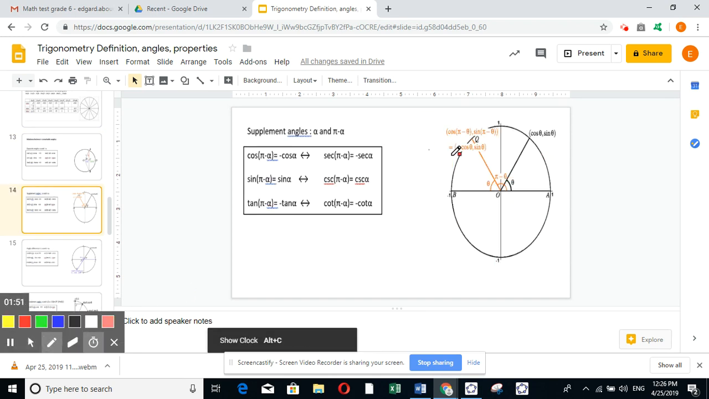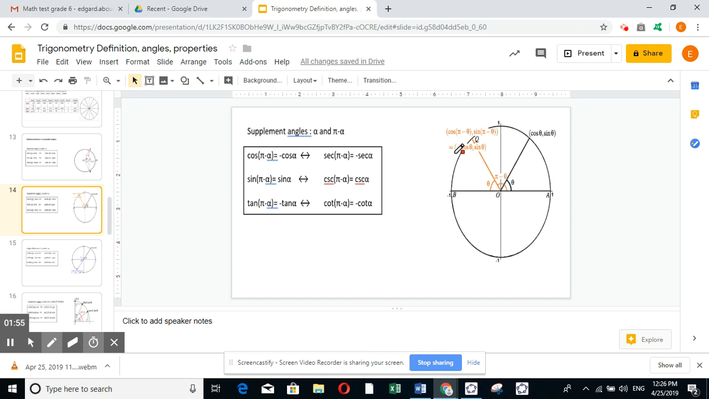Alpha and pi minus alpha. If this is alpha, this is pi, take out minus alpha. So as you can see here, this is alpha and this is pi minus alpha. So if you take these two triangles, this is the abscissa cosine alpha, sine alpha, theta here, we're writing it theta, but let us say it alpha. Here, this angle is pi minus alpha, cosine and sine.